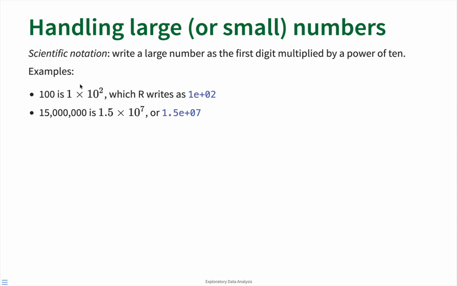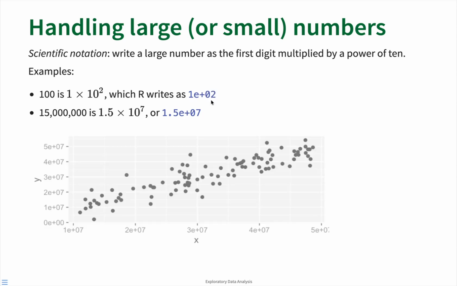You can also see some examples here of how R would write the same number. Instead of using 10 to the power of a number, it uses the letter E followed by a plus followed by the exponent to represent the same thing. So if you were to create a ggplot graph with some large numbers, as you can see in this example, it would use this R version of scientific notation to display large numbers.